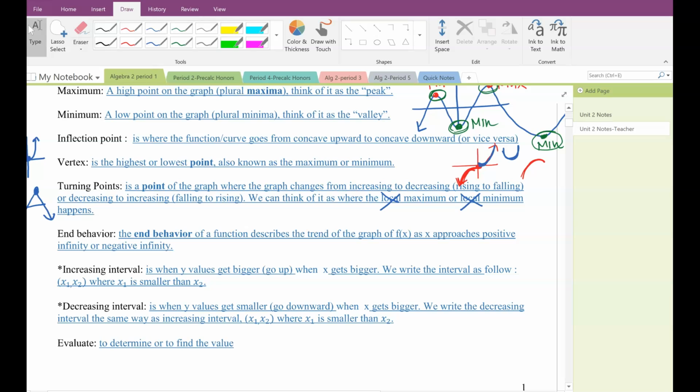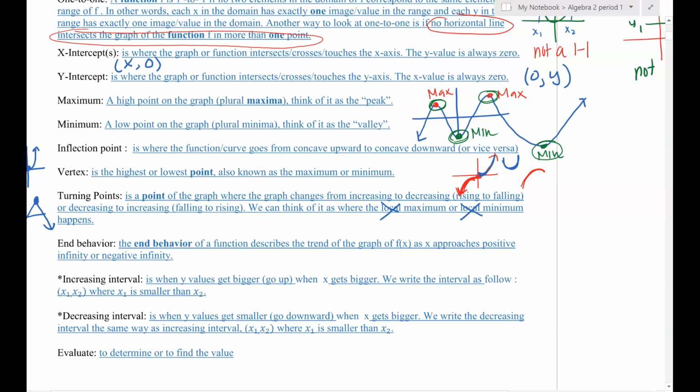End behavior. The end behavior of a function describes the trend of the graph, of f of x, as x approaches positive infinity or negative infinity. So let's go back to that same example. When x approaches positive infinity, in Algebra 2 we use the symbol x, then an arrow meaning approaches, and then positive infinity. As you can see, when x gets really, really big, think of x getting to be 1 million, which I obviously can't sketch that far, but because of this arrow, as x goes to the right, y goes up.